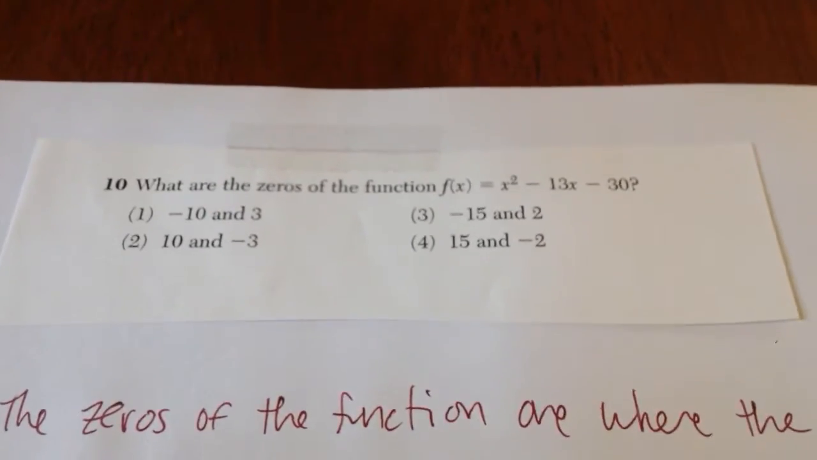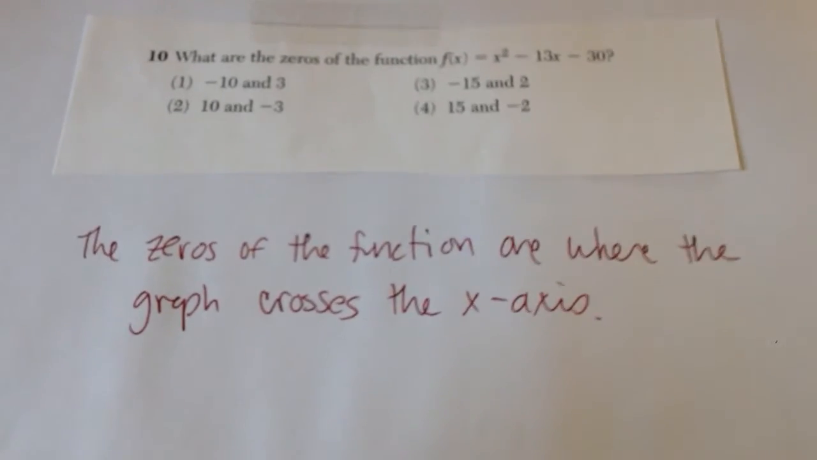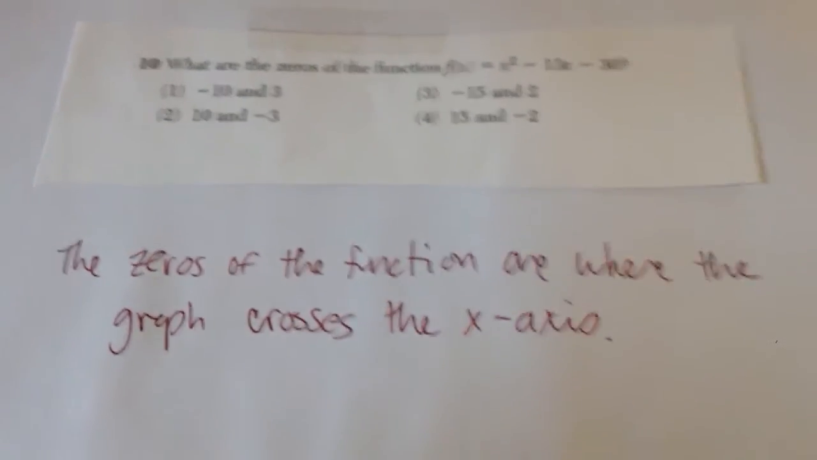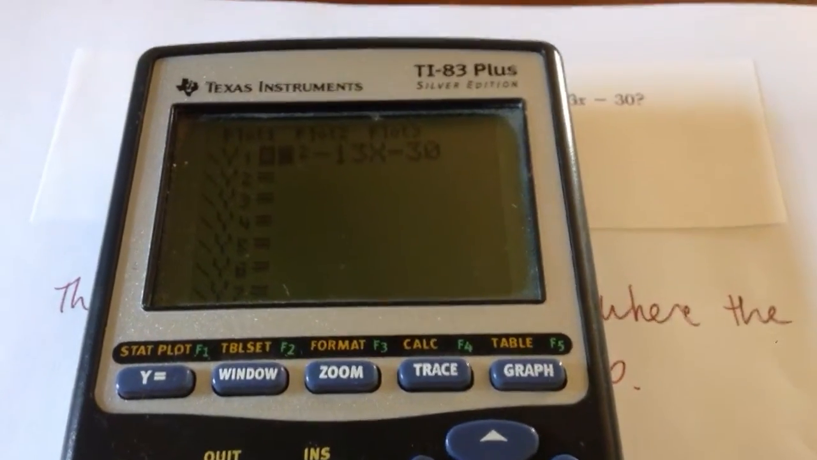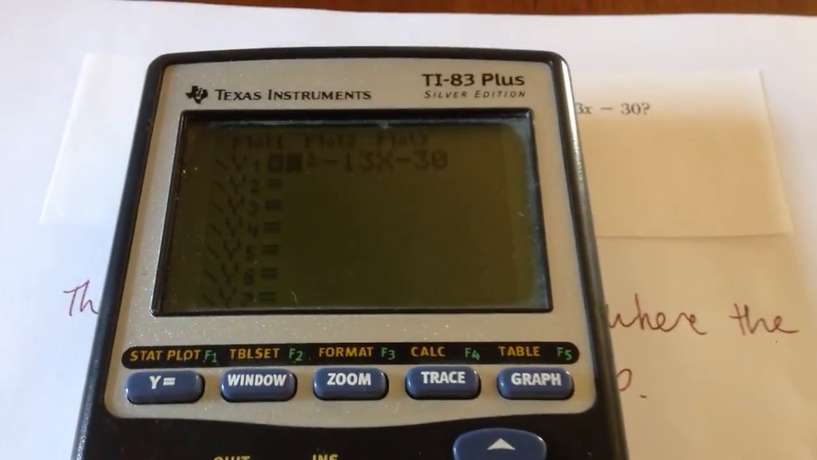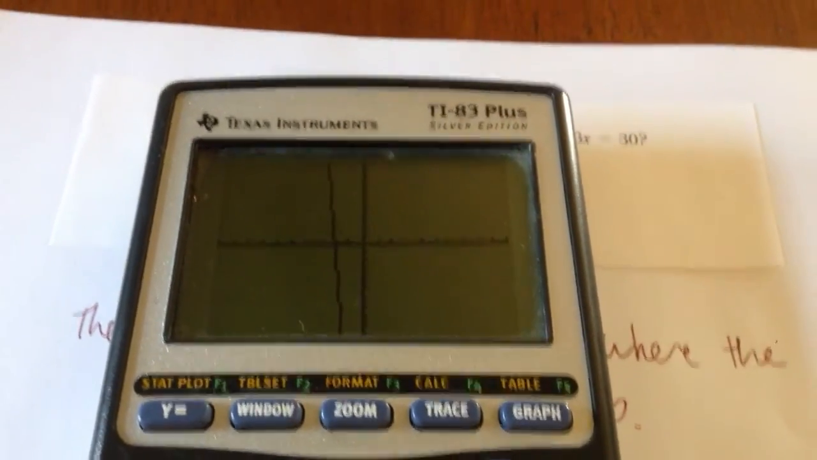Number 10 asks, what are the zeros of the following function? The zeros of the function are where the graph crosses the x-axis. So what I'm going to do is plug in that expression into my calculator. I'm going to hit graph.